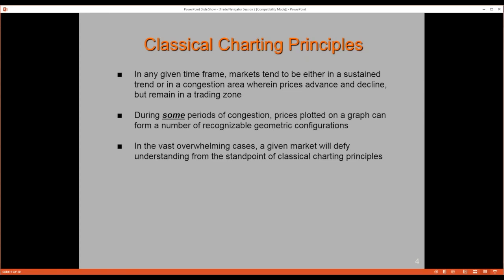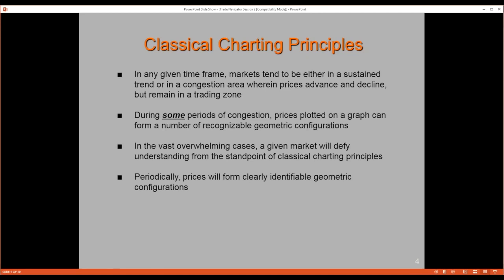I make this claim not only about classical charting principles, but about any form of understanding the markets, whether it's Elliott Wave or Gann or whatever it is. The reality is that we may try to understand the market given the tools that we have, but more often than not, the markets will defy understanding or reason based on how we're trying to understand the market.